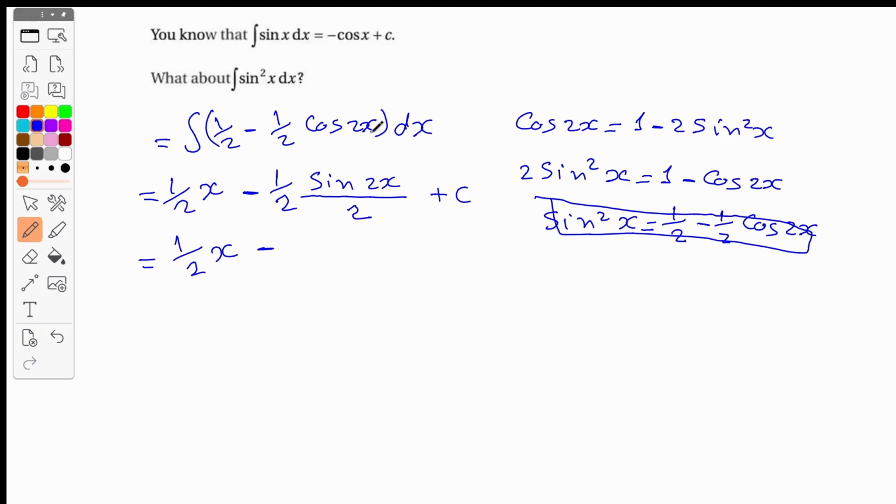To simplify the final answer, write half x as it is, minus... The integral of cosine x is sine x. But here we have cosine 2x, so the integral is sine 2x, and don't forget to divide by a, which is 2 here. Then minus half times this half also, 1 over 2 means half. It will be minus quarter sine 2x, then plus c. This is the final answer. So it's half x minus quarter sine 2x plus c.